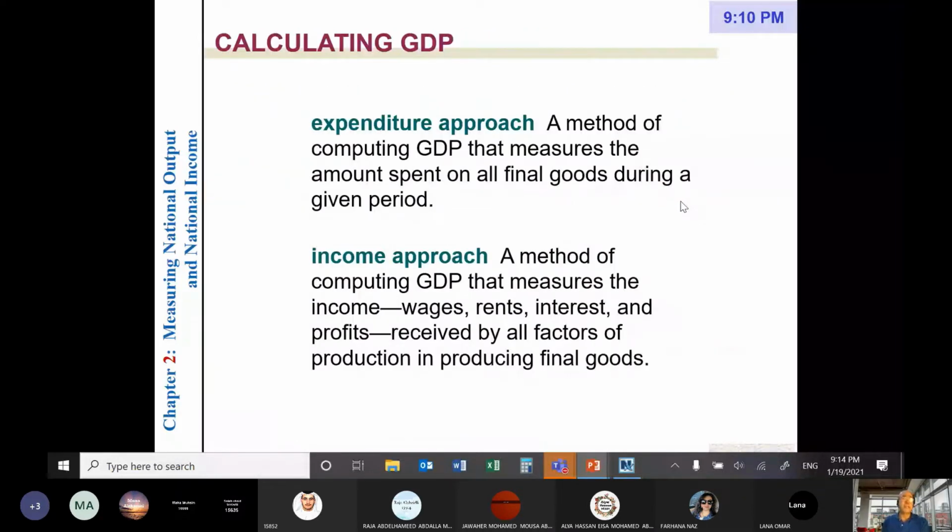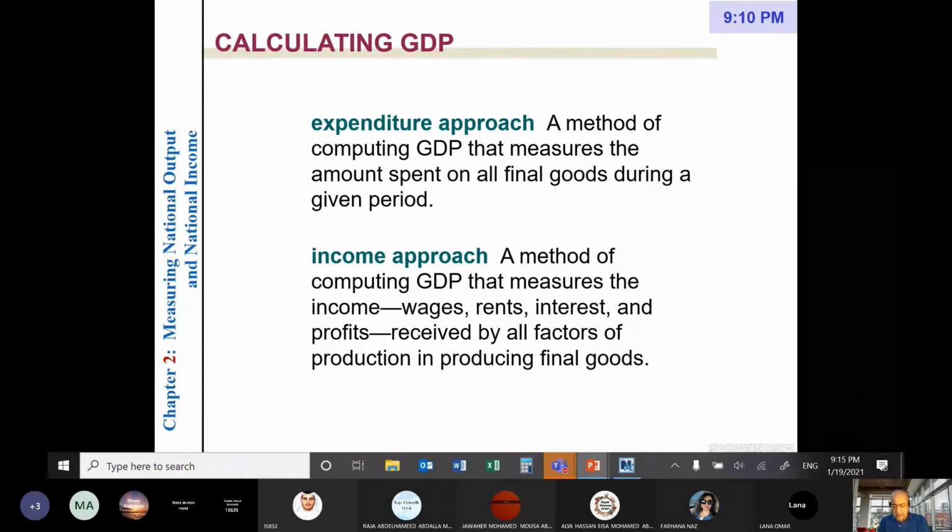Now, what we explained till now is that the gross domestic product can be calculated using the production approach. The production approach includes two methods: final goods, or the sum of all value added. Both of them concentrate on production. But we can also calculate gross domestic product by the expenditure approach or the income approach. In a very simple way, all these three approaches reach the same conclusion, the same gross domestic product. What's the difference between them?